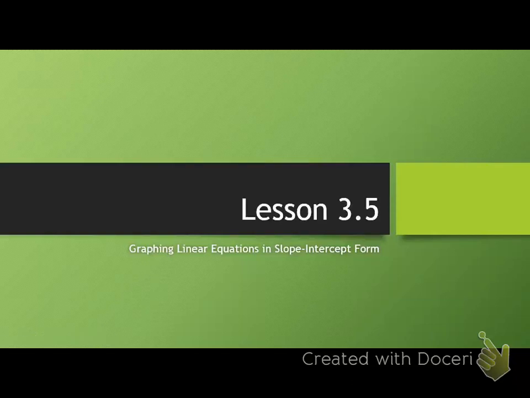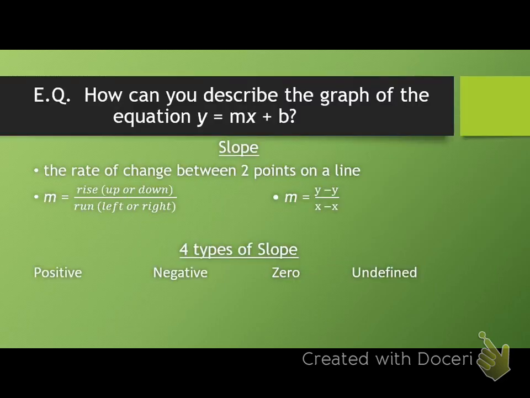Alright, today we're going to do lesson 3.5, and we are learning how to graph linear equations that are in slope-intercept form. As a quick review, I do want to talk about, because it says today our essential question is how can you describe the graph of the equation y equals mx plus b?